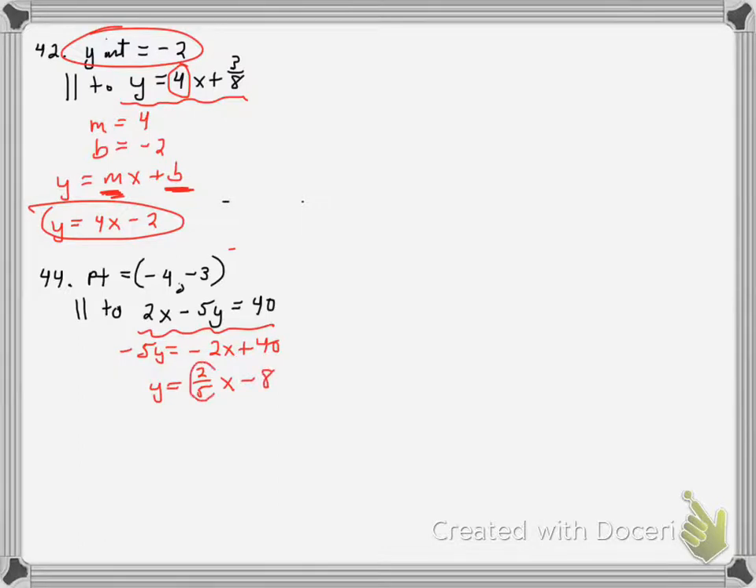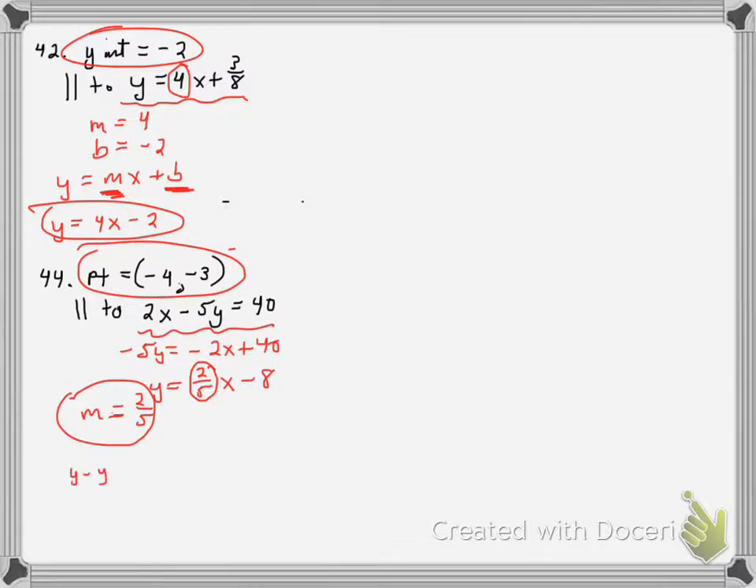Now I can read off my slope, and the parallel slope is also the same, right? So my m is 2/5. So now I have my slope and my point, and if I use my point-slope formula, all I have to do is plug in.